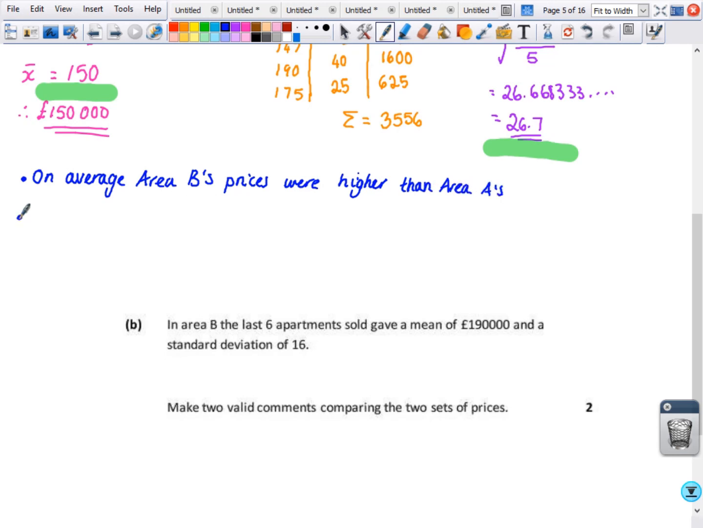And then the second thing you want to do is talk about how spread out they are. Okay, so the standard deviation for A is 26.7 and the standard deviation for B is 16. So if this number is bigger, it means it's more spread out. Okay, so area A's prices were more spread out than area B's.